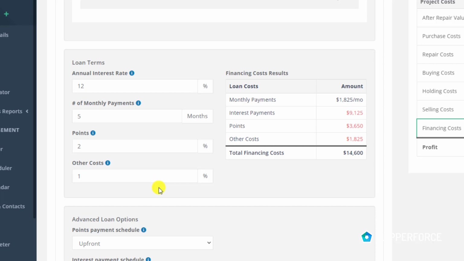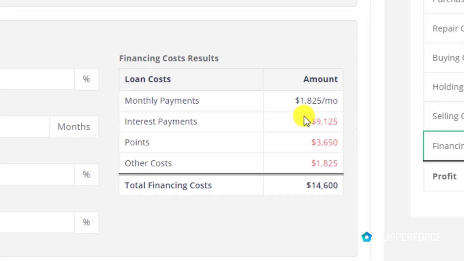So once you get the loan amount and the loan term set up, you can see your monthly payment calculations, your total interest payments, points, and other costs are calculated in the financing results table on the right.